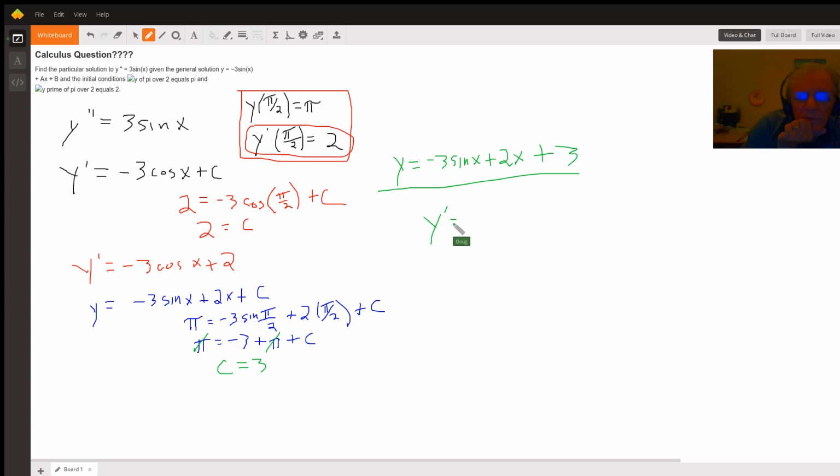Y prime equals, derivative of sine is cosine, so negative 3 cosine of x plus 2, and y double prime equals, the derivative of cosine is negative sine. Negative 3 times negative sine is 3 sine of x. So indeed, this is a particular solution for this.